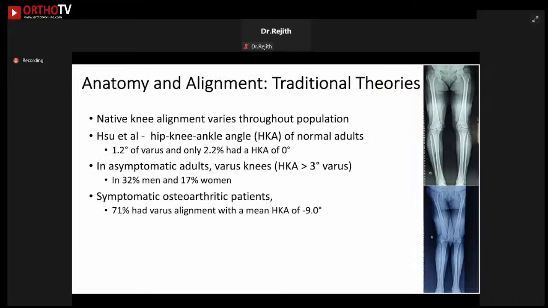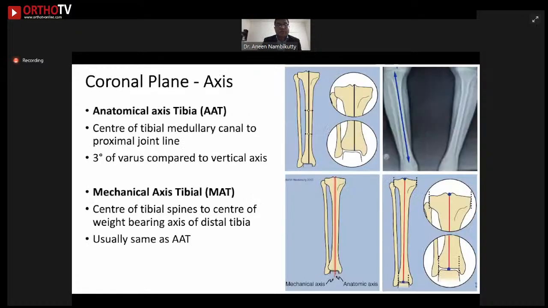See, coming to anatomy, the native knee alignment varies throughout the population. And Stewart Hall said that hip-knee angle of normal adults is 1.2 degrees of varus, and only 2.2% have it at zero. And in asymptomatic adults, the varus knee greater than 3 degrees is 32% in men and 17% in females. But in symptomatic osteoarthritic patients, the varus alignment is 71%.